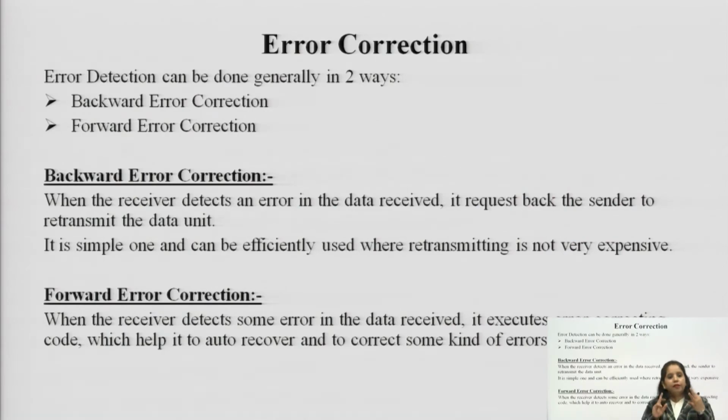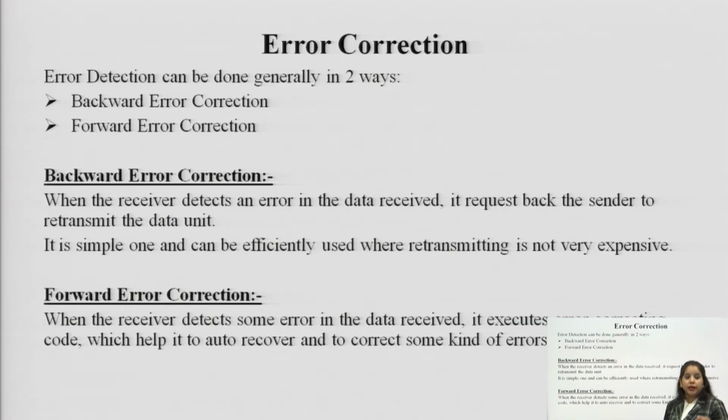Now, we have come across errors, and we have come across the different methods of error detection. Now, if an error occurred, we have to correct it. So, these are two of the most common general methods of error correction. The first one is backward error correction, the second one is forward error correction. So, what is meant by backward error correction? When the receiver detects an error in the received signal.